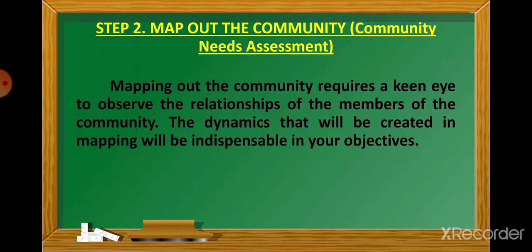Mapping out the community requires a keen eye to observe the relationship of the members of the community. The dynamics that will be created in mapping will be indispensable in your objective. So understanding the inherent dynamics between actors can be a source of inspiration in creating venues for new opportunities. What this initial process can do is to show you what the actors are in the community at large. Knowing whom to tap, influence, or partner will prevent you or your group from going around in circles and not fulfilling any task.